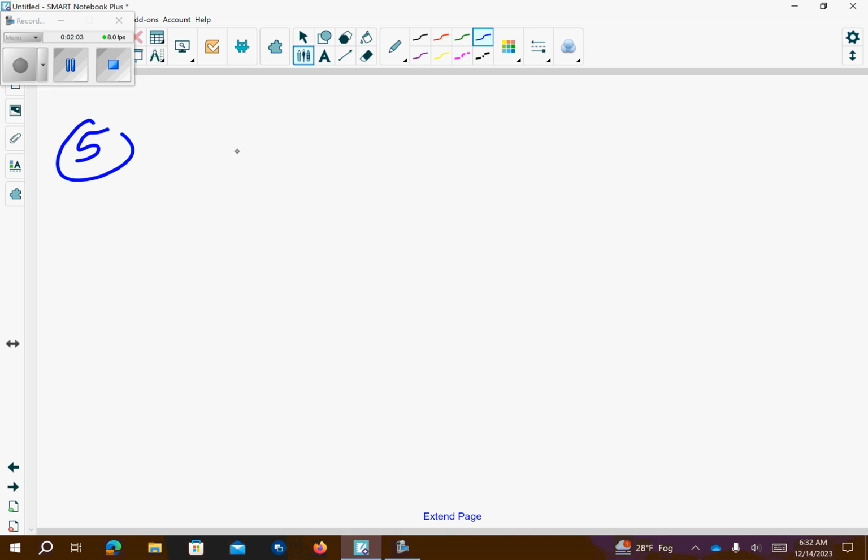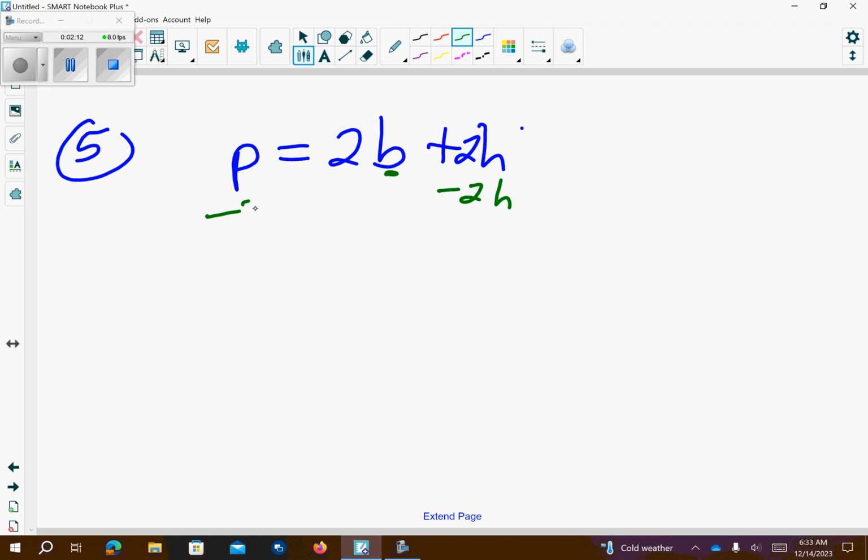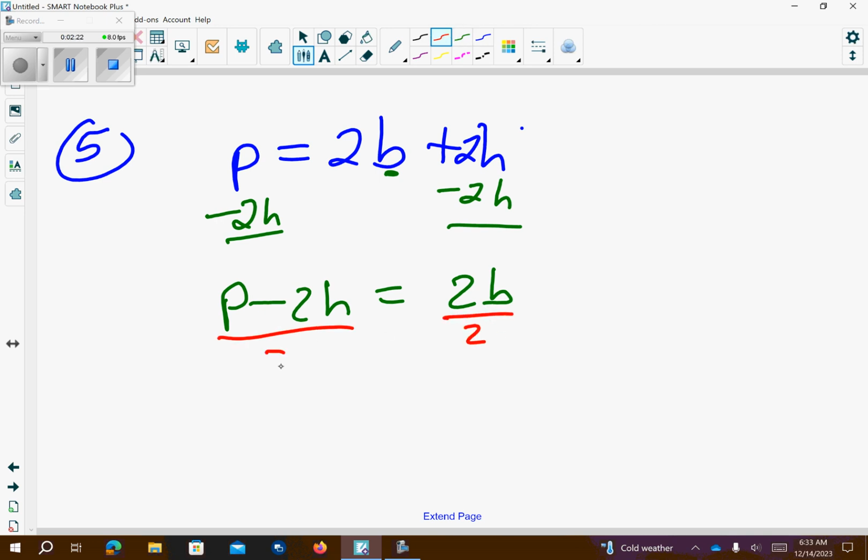Number 5, we have p plus 2b plus 2h. So I want b to be all by itself. I'm going to subtract 2h from both sides. P minus 2h is just that. I can't go any further. And then 2 and b are being held together by multiplication, so I need to divide. So b is equal to p over negative 2h all over 2. Watch your signs on that one because there's a couple answers that look close to it, but the signs are off a little bit.